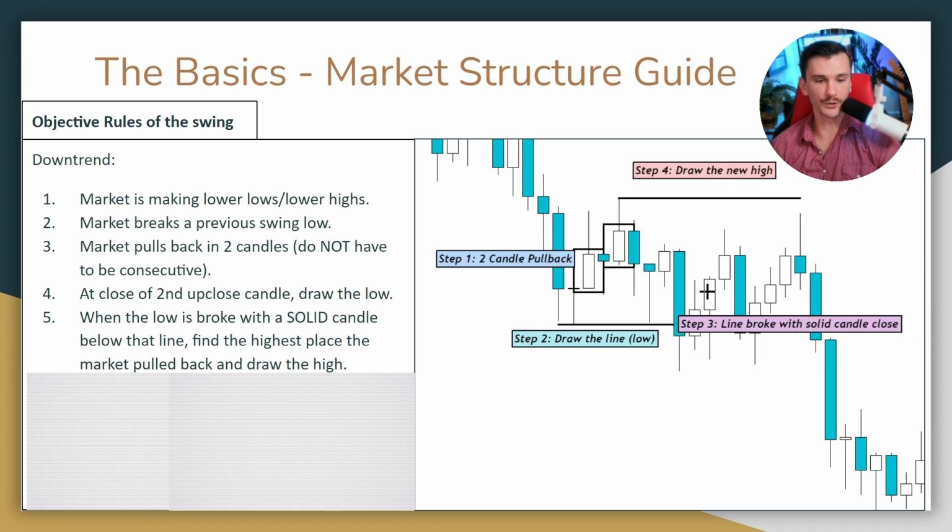1 candle up, 2 candles up, I draw my line. When that level gets broken, I then look, where's the tallest place that they pulled back to? This would be my new high. And then the process will continue over and over again until there's a change of direction.